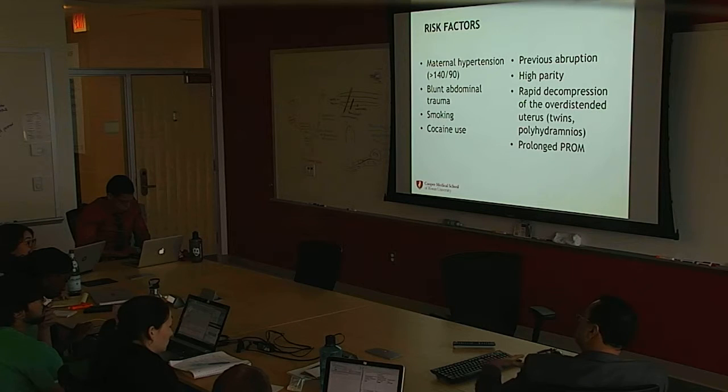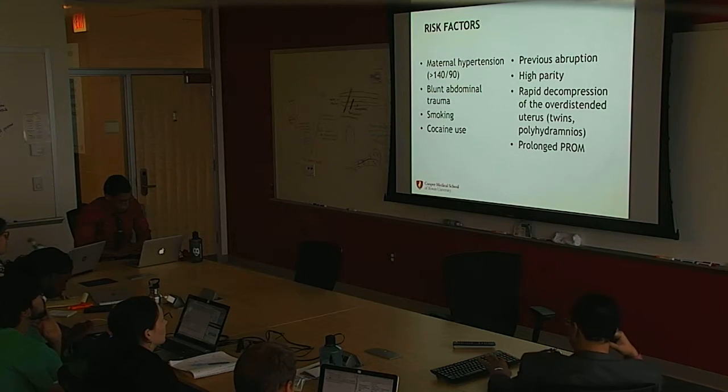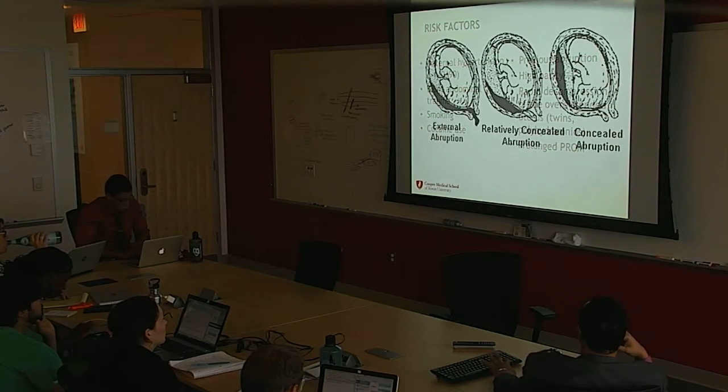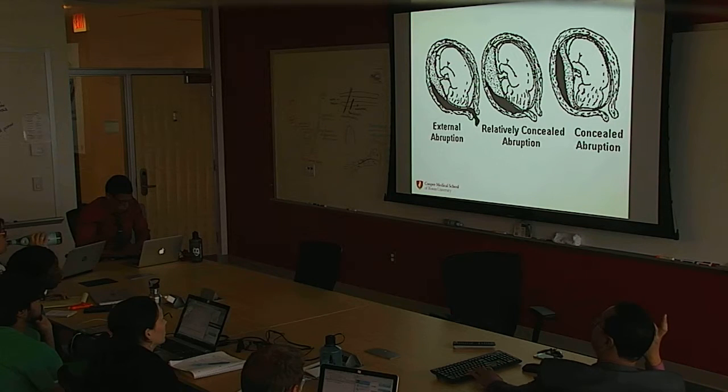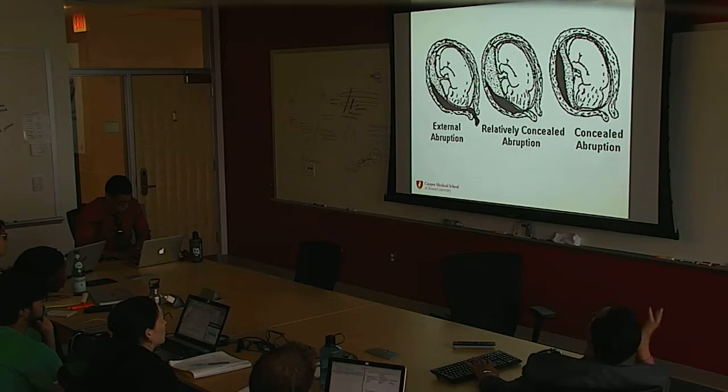And sudden, it loses the pressure, it can separate. Okay. And prolonged premature rupture of membranes. So there are types of abruption. It can be external abruption, relatively concealed or concealed.